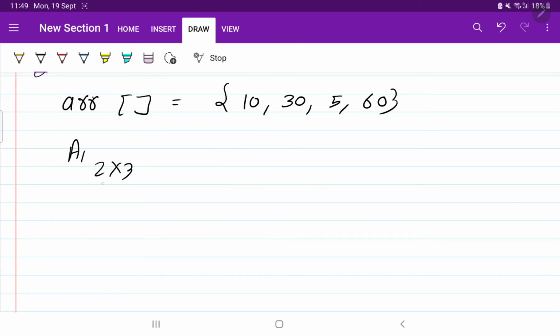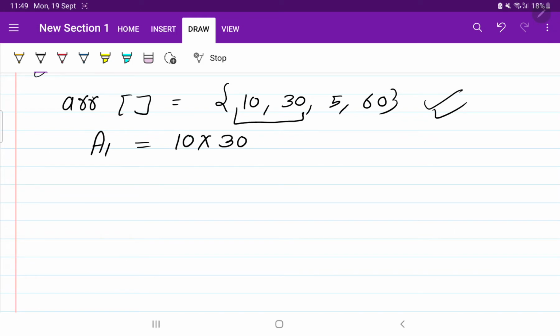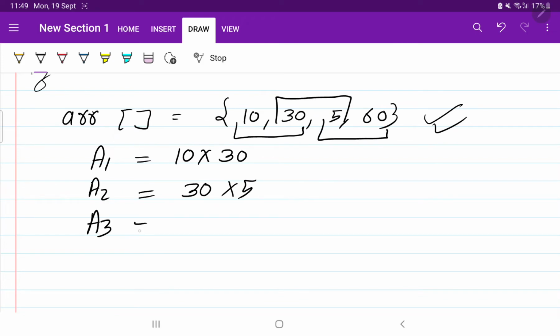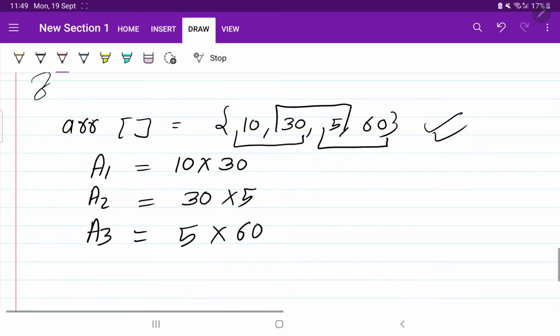So for the dimension we need at least 2 things, but how is this array representing the dimension? So basically this A1 will have these two elements. The dimension of A1 will be 10 into 30. If I ask you the dimension of A2, it is going to be 30 into 5. The dimension of A3 is going to be 5 into 60. Perfect. Now let us do some observations.